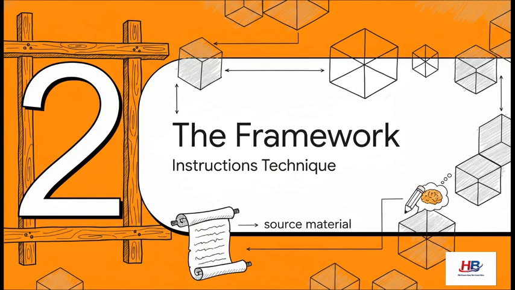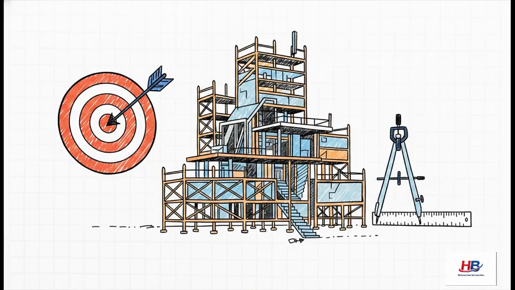Okay, with the foundation poured, let's look at the framework. Section 2, the instructions prompt technique. The instructions prompt technique is literally the essential scaffolding of your AI interaction. And you simply cannot build a complex structure without scaffolding to hold it up, right? In the context of our source material, this technique is all about giving the AI explicit, absolutely unmistakable directions. It's the difference between lazily asking an AI to, say, write an email versus instructing it to write a persuasive 200-word email targeting B2B marketing executives.